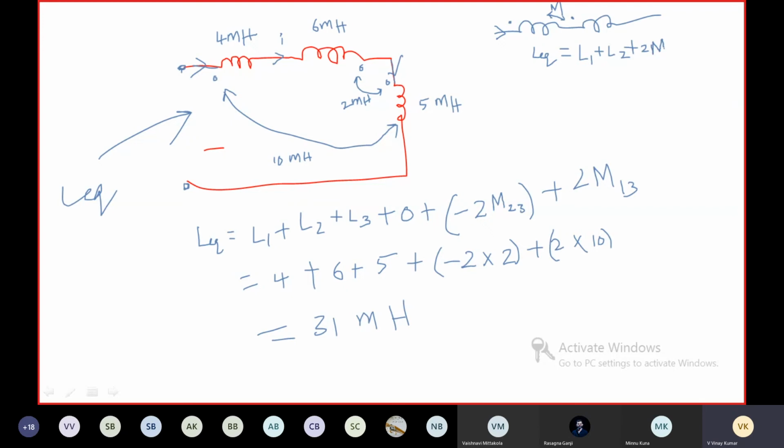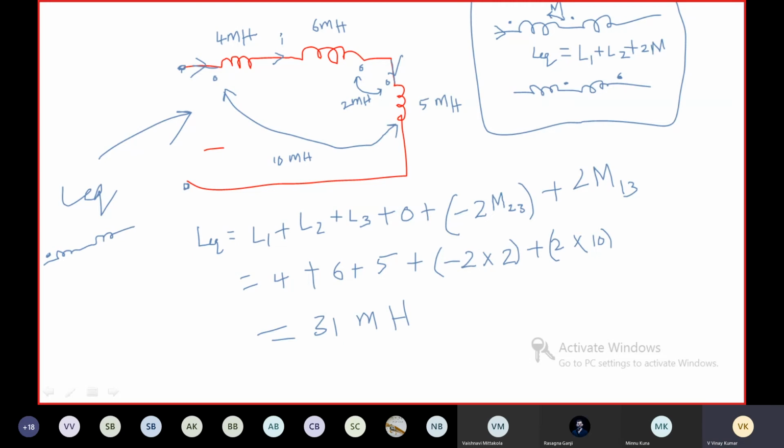Again, we have a series aiding connection. Current is leaving the dot terminal of coil 1, and again current is leaving the dot terminal of coil 2. Then again you are going to have the same formula: L equivalent is equal to L1 plus L2 plus 2M.